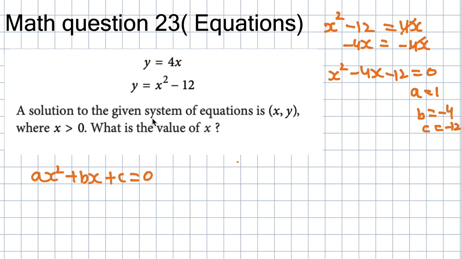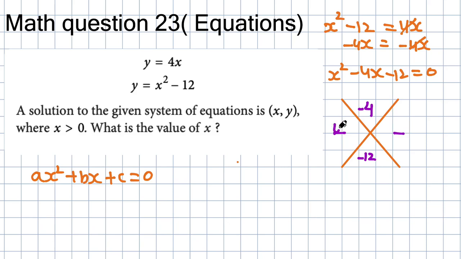Now if we need to calculate the values of x from this equation, we need to use the AC method. So let's see what the AC method is. In the AC method, we draw a cross, and whatever is the value of b, which is the coefficient of x, we write it at the top, and whatever is the constant term, we write it at the bottom. Perfect? Okay.